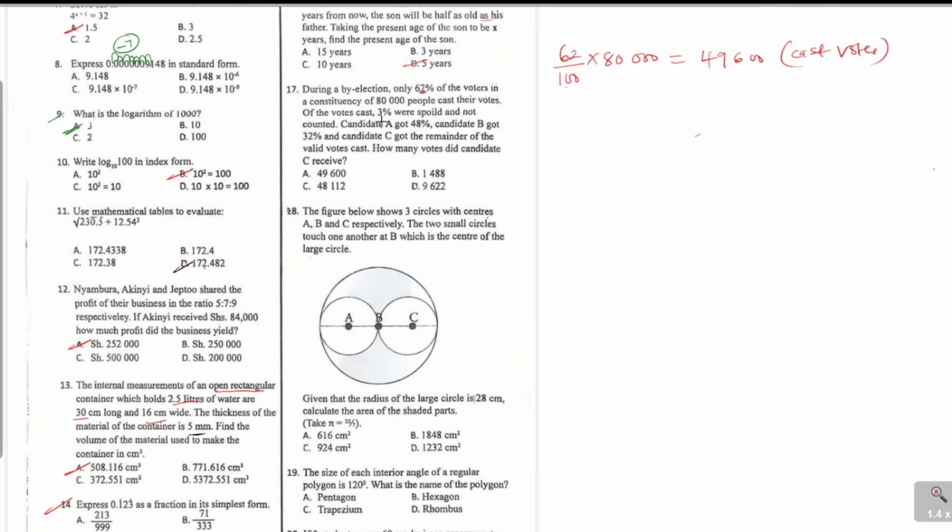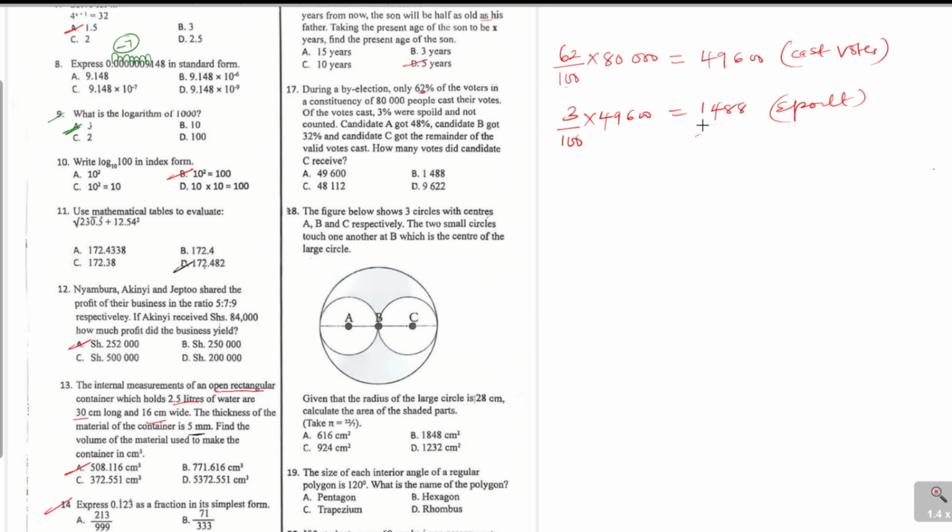Then the next statement, of these votes that were cast, 3% were spoiled. So we need to get 3% of these. So 3 out of 100 times 49,600. How many votes were these? And this one will give 1,488. So these were spoiled, and then it means that they were not counted.